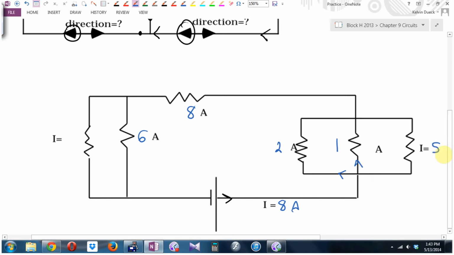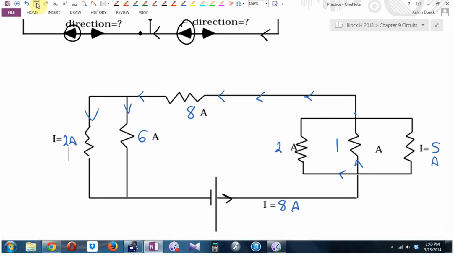5 amps. They join back together. This is downhill. 8 amps right here. This is downhill. 6 amps went that way. How many amps went in the left-hand one? 2 amps. That was the rule for current.